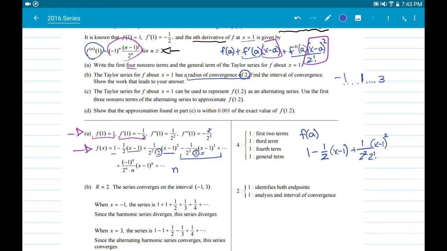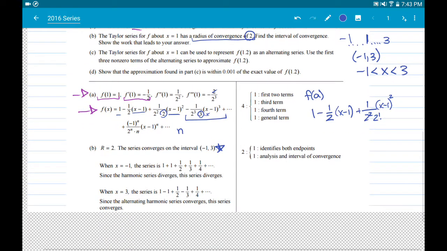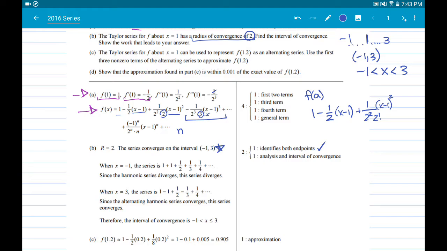And so you can think of the interval of convergence being negative 1 to 3, or if we're doing it kind of like we did it in class, you can think of it as like that. These are 2 different ways to write it. And so if you jump down here, you see that show up. That's where those numbers come from. So we got a point for identifying the endpoints.